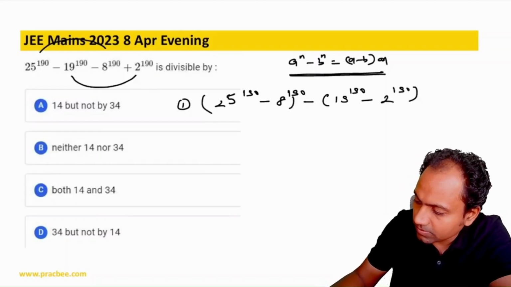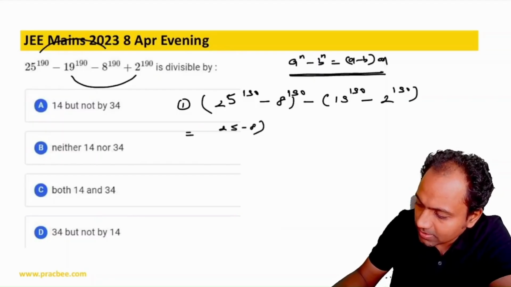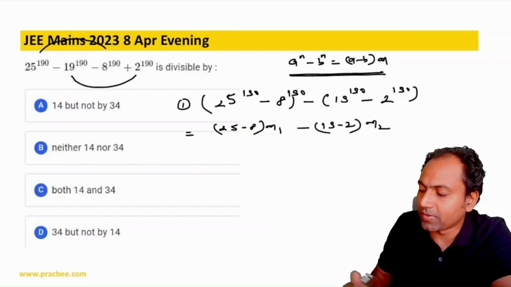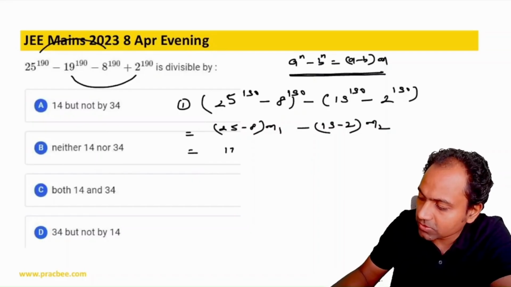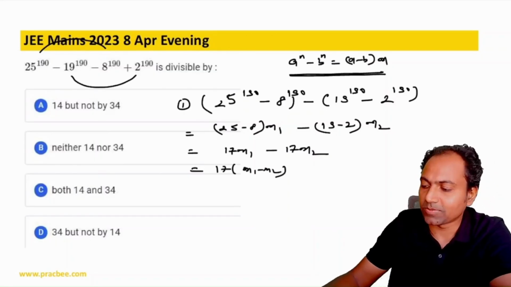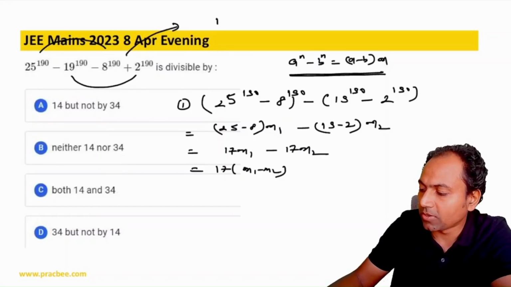From the first two terms, what I can write is nothing but this is going to be a multiple of (25 minus 8) times m1, and the next would be a multiple of (19 minus 2) times m2. So if I write it in this manner, what you are getting from the first one is 17 times m1, and the second also becomes 17 times m2. 17 we can take common, it becomes m1 minus m2. So what you can see is this expression that is given to us is a multiple of 17.